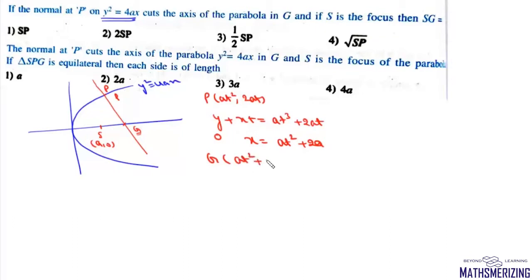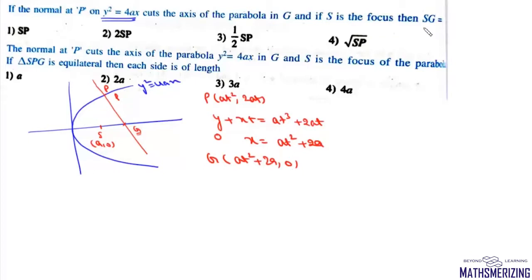Now we know that at any point P, which is (at squared, 2at), the equation of the normal is y plus xt equals at cubed plus 2at. Now this normal intersects the axis at G. That means for G, its y coordinate is 0. So its x coordinate will be at squared plus 2a. So the coordinate of G will be (at squared plus 2a, 0).